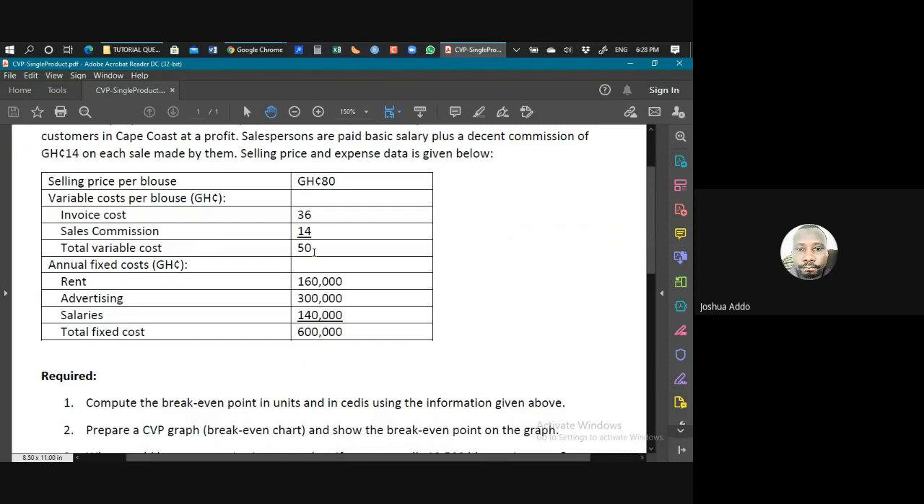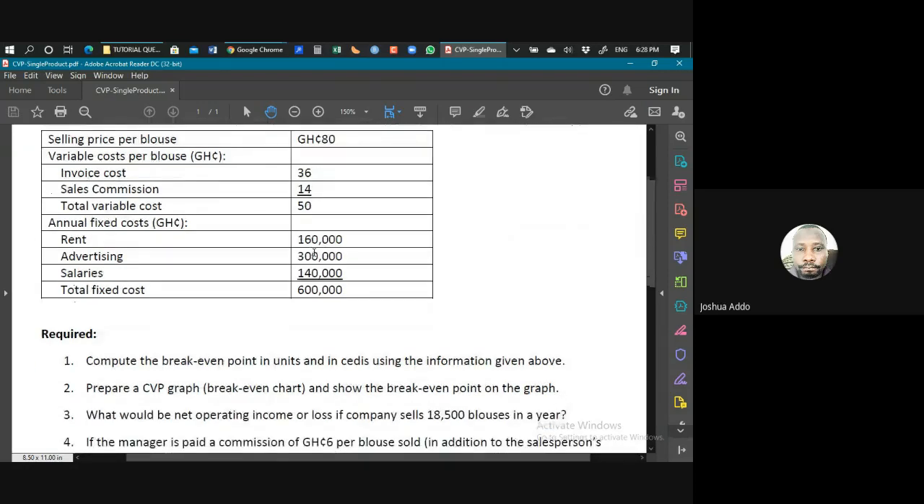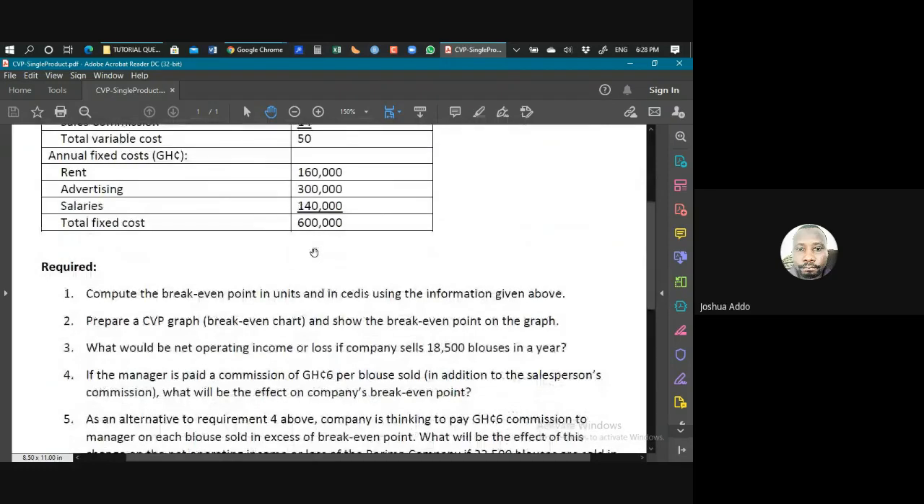You are required to compute the break-even point in units and in cedis using the information above. Prepare a CVP graph, also known as break-even chart, and show the break-even point on the graph. Which means that, for exam purposes, you could be given a picture of a break-even chart, and you're supposed to be able to interpret the chart. There's a question that can come. So that's the reason why that question is there.